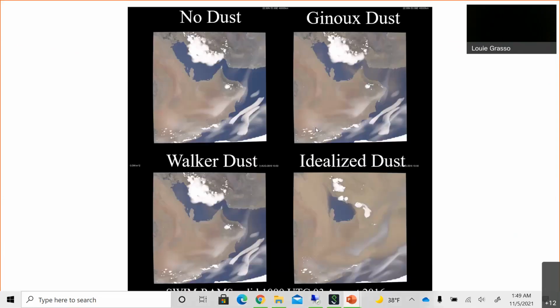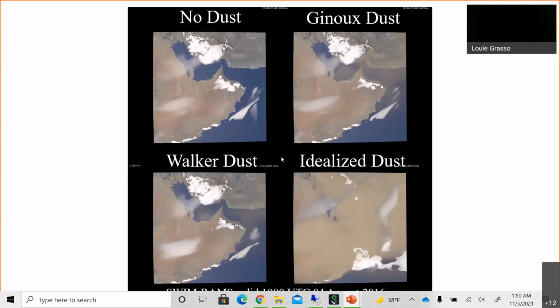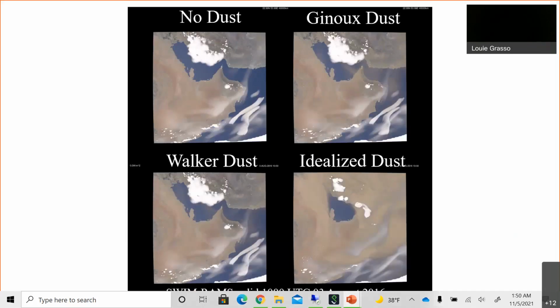And so we have here the RAMS simulation with no dust, the GNU dust parameterization, and idealized dust, or Annette Walker's dust parameterizations here. And so this is a top-down scene. This is sort of like a low Earth orbiting satellite looking down. And then going forward, back, I'm just toggling back and forth between different times here.